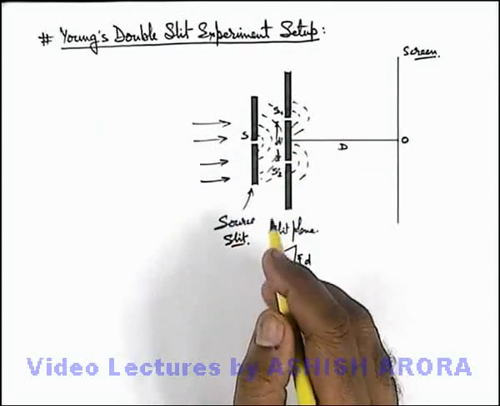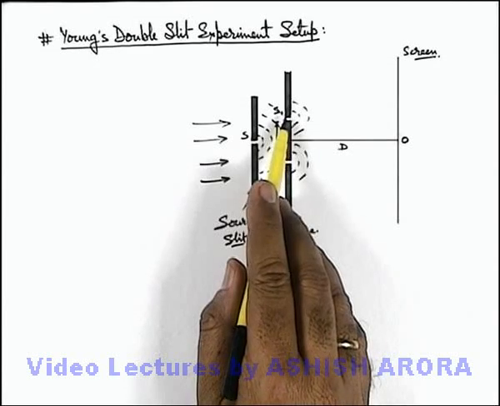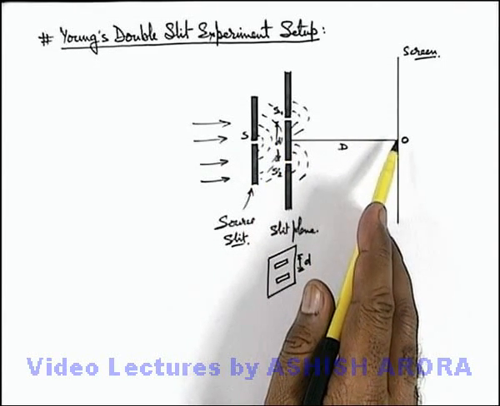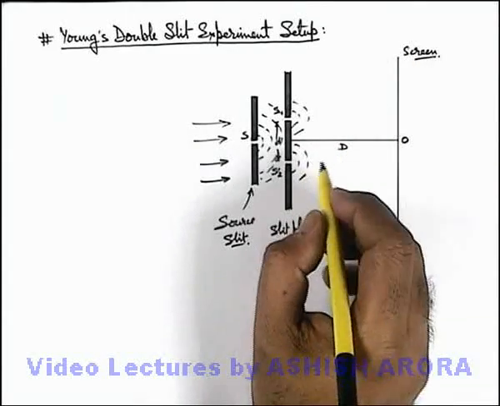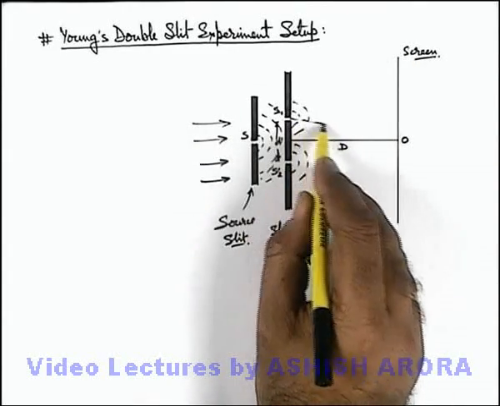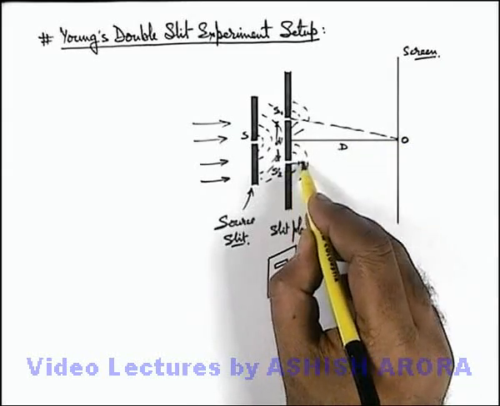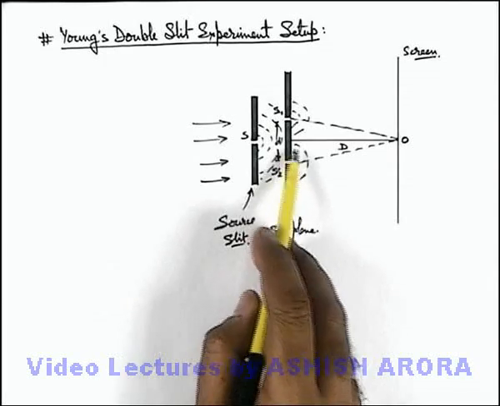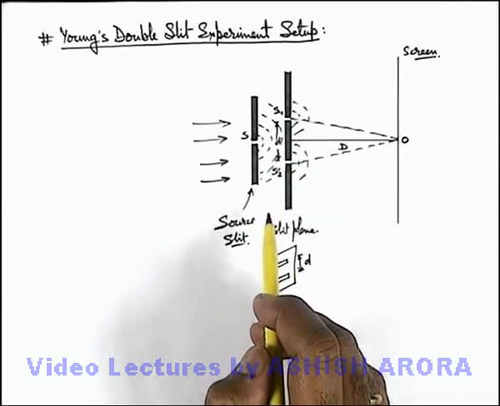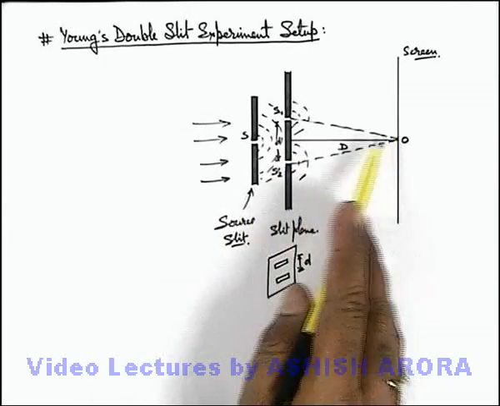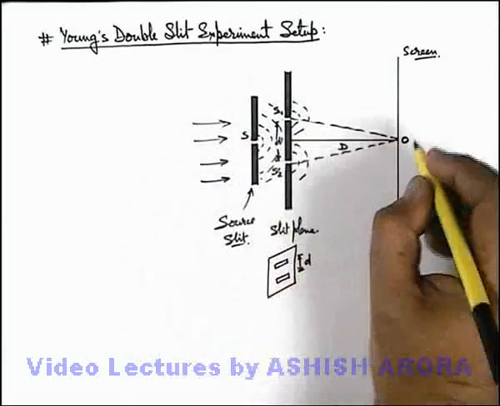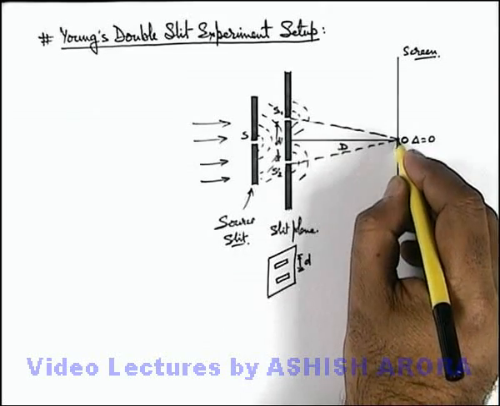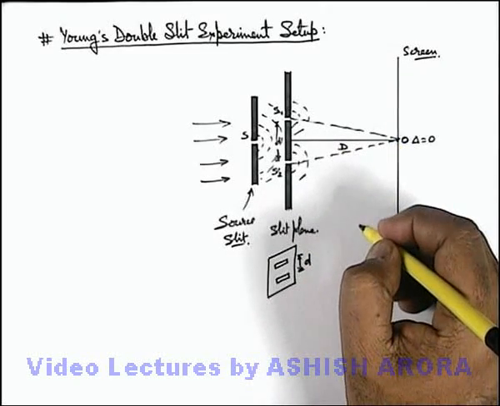Here we can see the light waves from slits S1 and S2 will reach the screen and produce interference effects. If we analyze it carefully, at the center of the screen, O, the light waves from the slits S1 and S2, which are assumed to have cylindrical wavefronts, reach point O by covering equal physical paths. So the path difference is equal to 0. If the path difference is 0, at this point the two waves will interfere constructively.